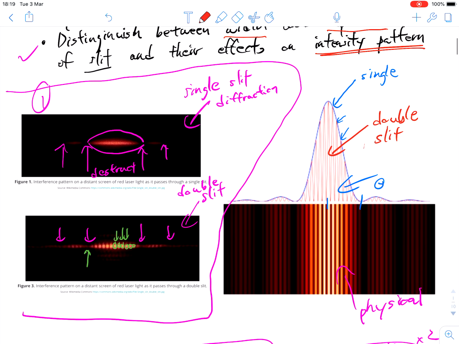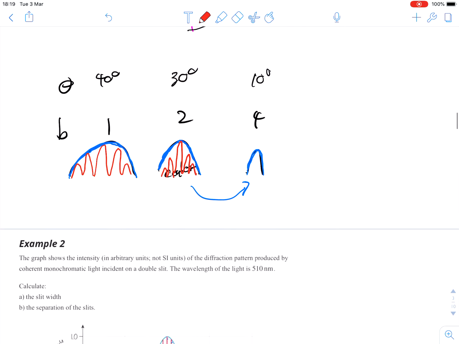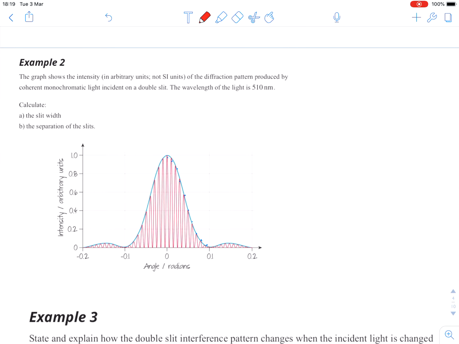So lastly, we'll look at some examples to really show and illustrate that and see what that really looks like. Okay, so example number 2. So let's do some calculations and figure some things out.